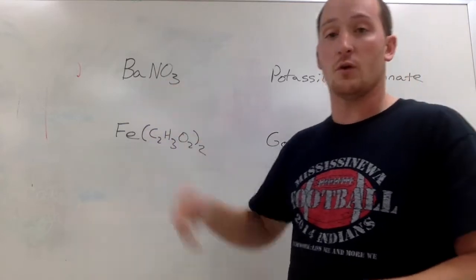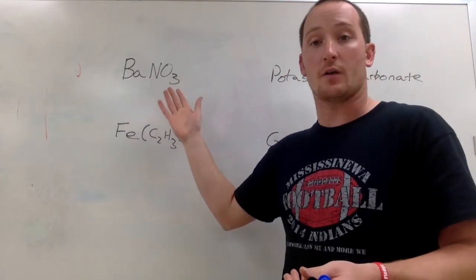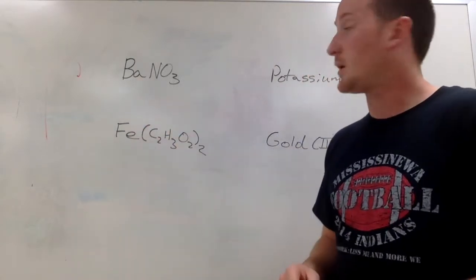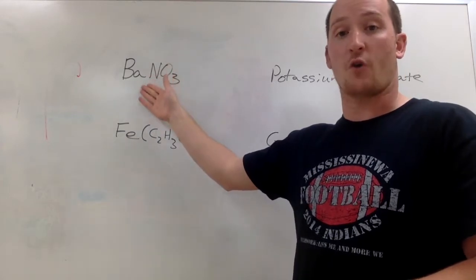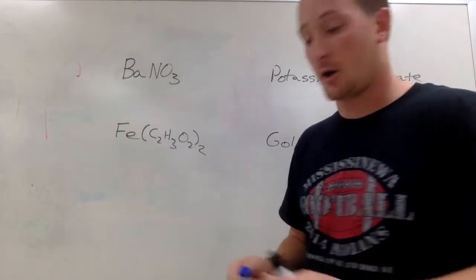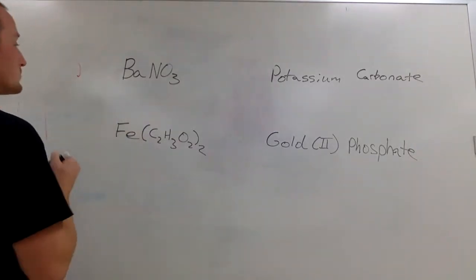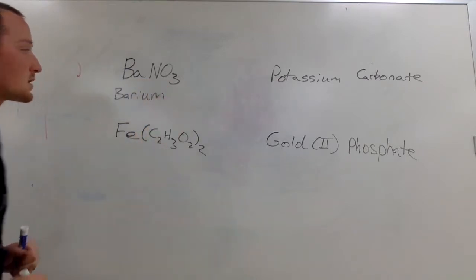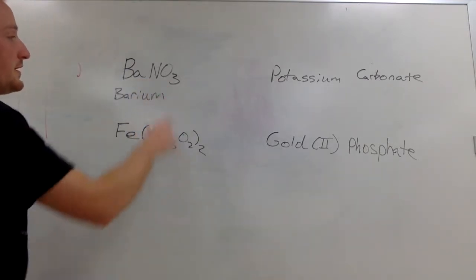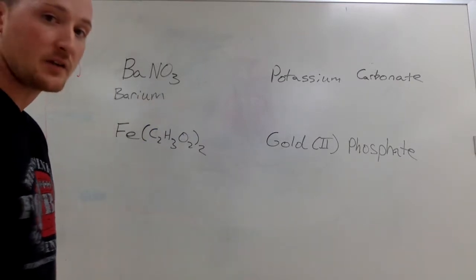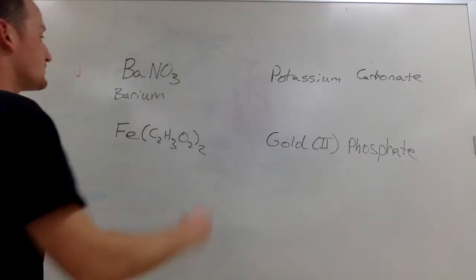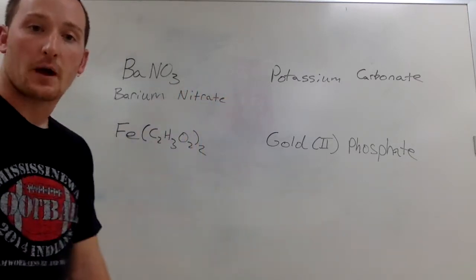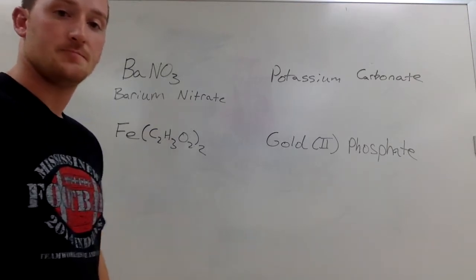So all that we have to do is, once we count how many elements are involved, we see that there's three. So how we're going to name this compound is we're just going to write what this first element is, that is barium. Then all we do is we name that polyatomic ion, and that polyatomic ion happens to be called nitrate. So to name this compound, all that we would say is this is barium nitrate.